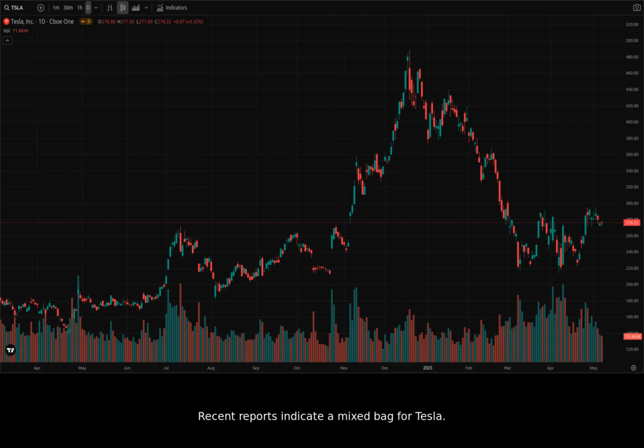Recent reports indicate a mixed bag for Tesla. European sales data is showing weakness, with sales in Germany falling 46%. Additionally, China-made EV sales are down 6% year-over-year in April.